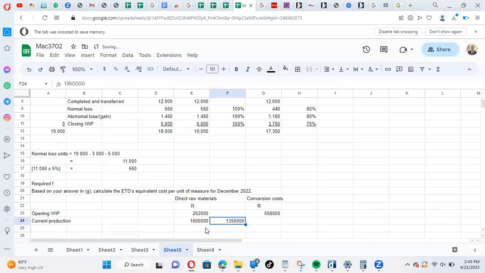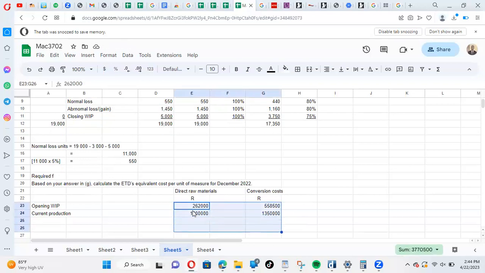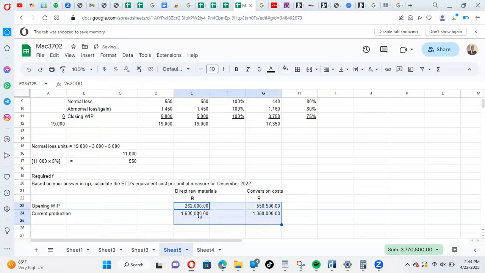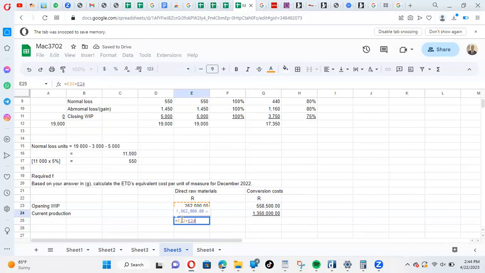Okay, I skipped this. This is supposed to be here. Okay. Right. Let's do it like that. Let's do that one like that. All right, so we need the total of these now.